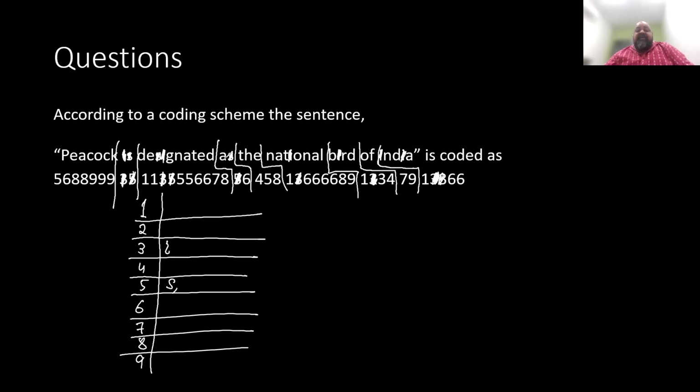Then we look at A and 6, which are left. One of the codes for 6 will be A, the alphabet A. I can remove A's and 6's. A and 6 go away. In "designated," A and 6 go away. In "national," two A's, two 6's are removed. In "India," one A, one 6 is removed.